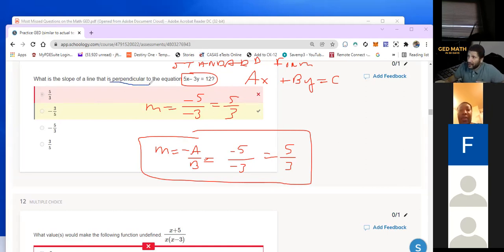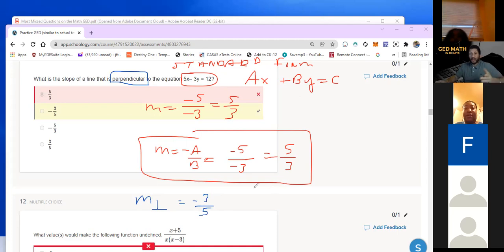We must find the slope of the perpendicular. This is the slope of this line. How do we find the slope of the perpendicular? You flip it and put a negative inverse. The 5 over 3 becomes a negative 3 over 5.